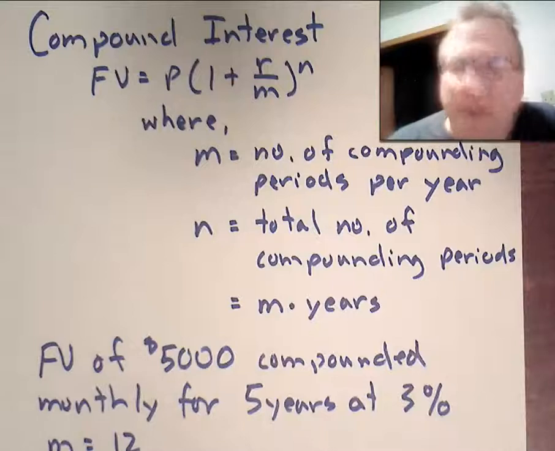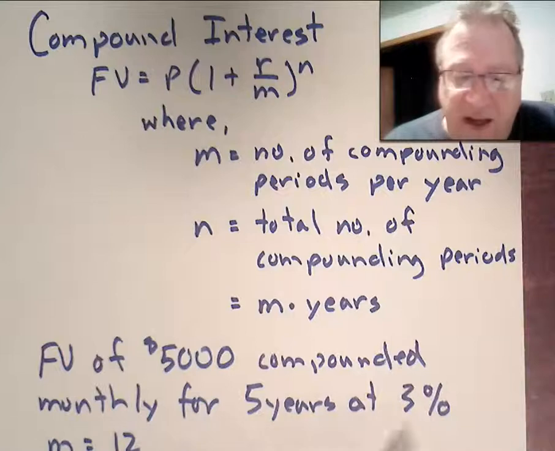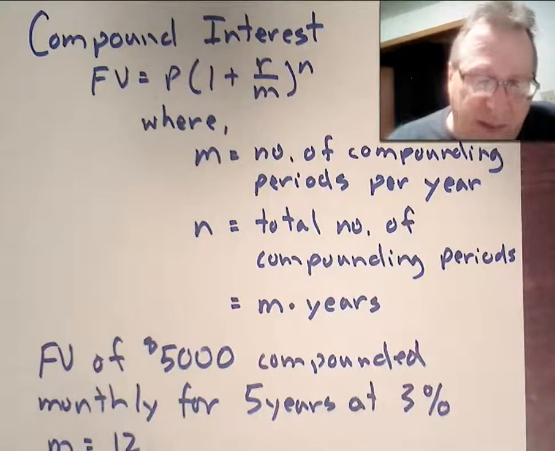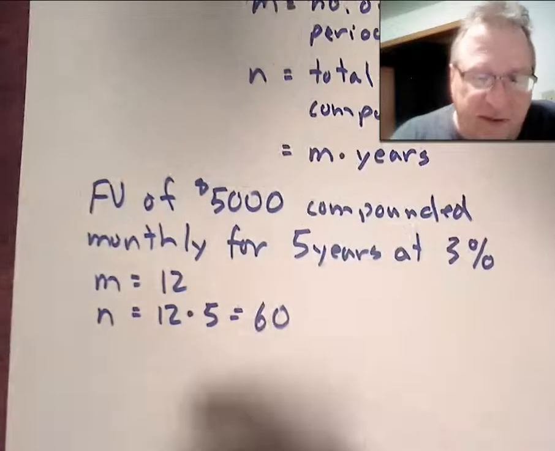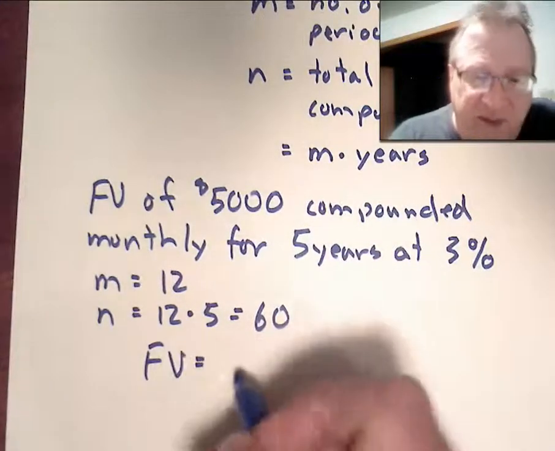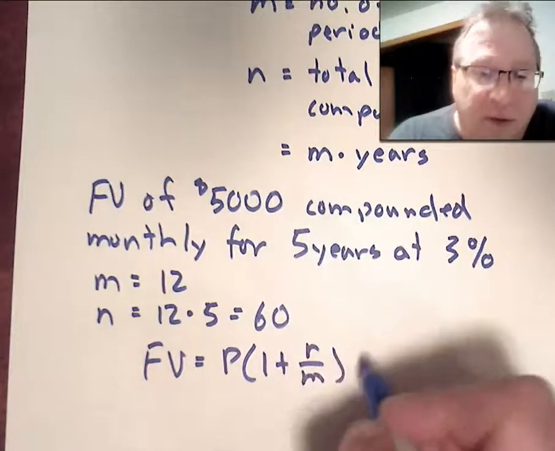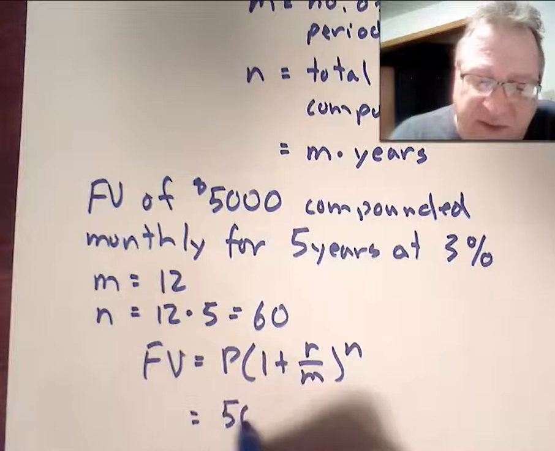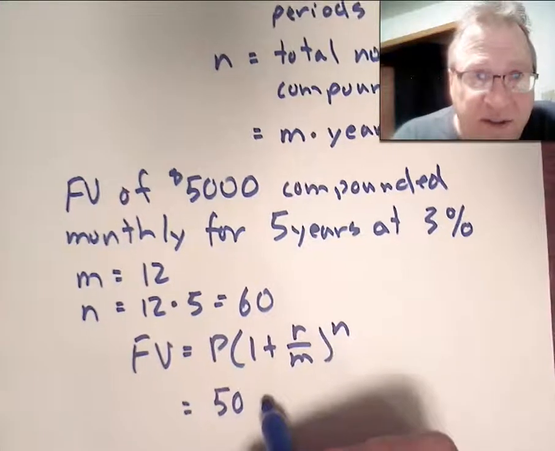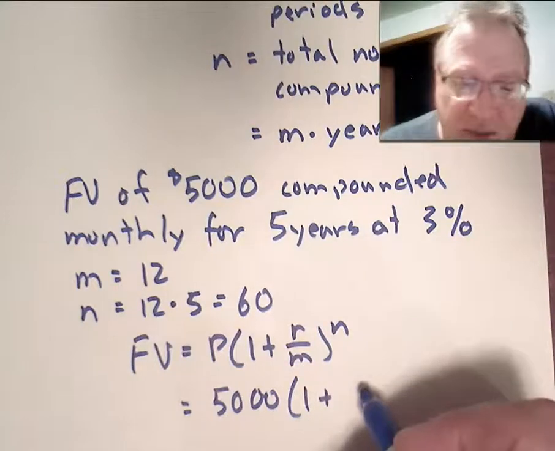Okay, now we're ready to plug these values in and calculate what the future value is of $5,000 compounded monthly for 5 years at a pretty low rate, 3%. Future value is principal times 1 plus R over M, raised to the N. Future value is $5,000 times 1 plus R. What's our rate?